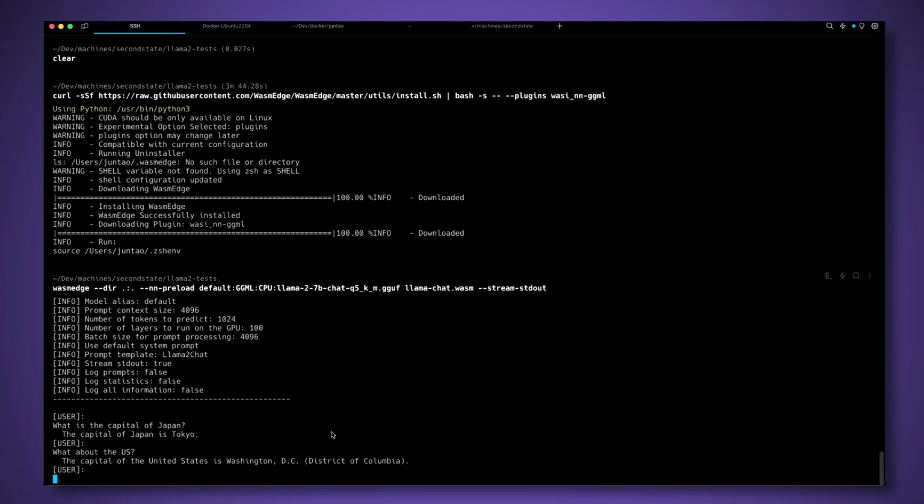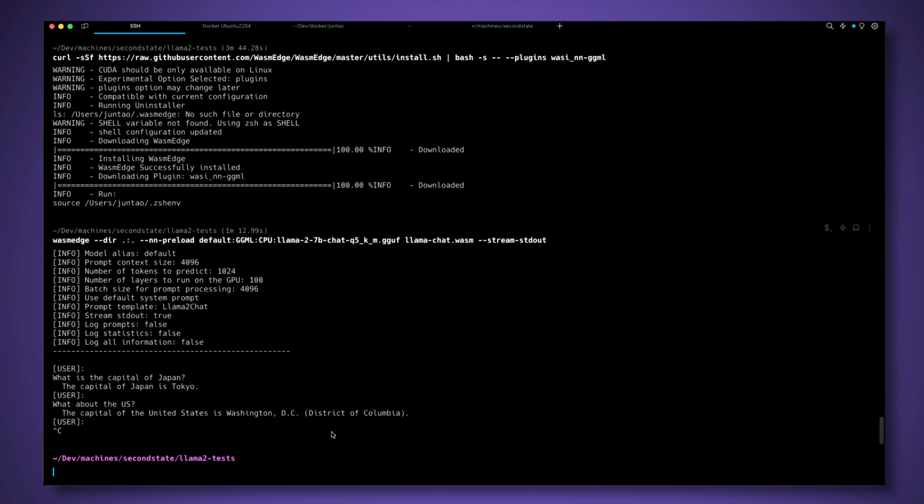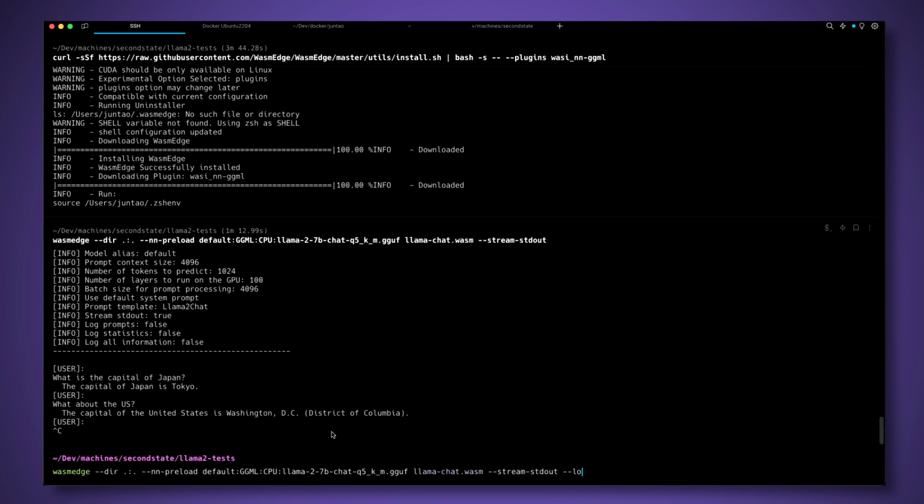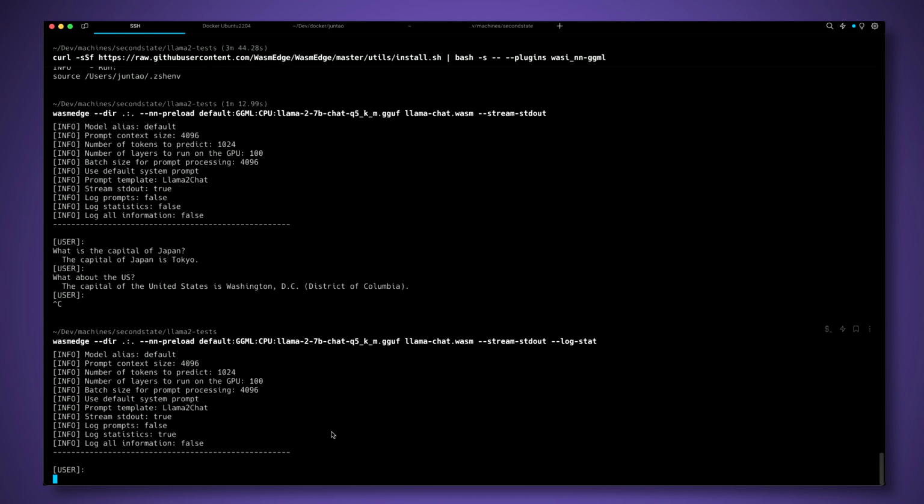But I'll show you another way to run the model to see more statistics. If I add a command line option, log stat, then as I type those questions, I would get more statistics. So let me ask a similar question. Is Chicago the capital of the U.S.? Let's see.